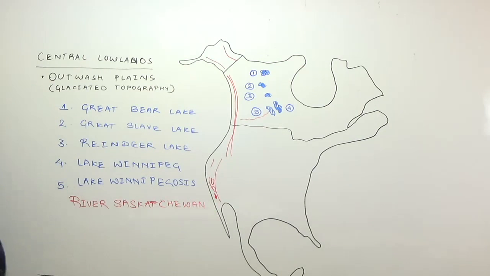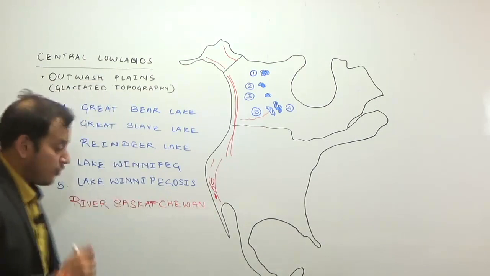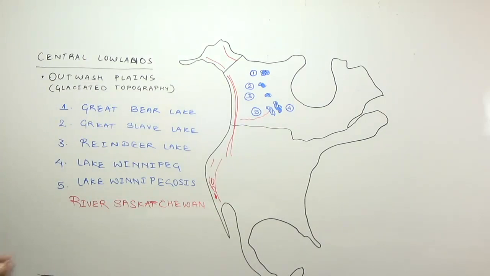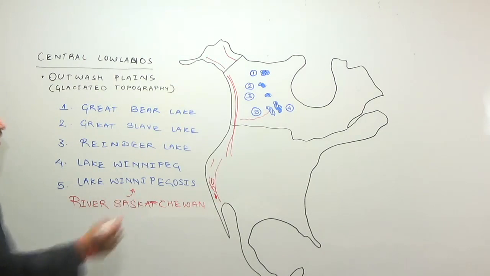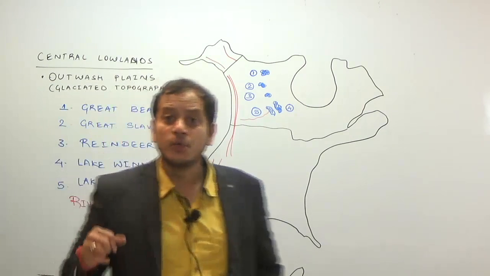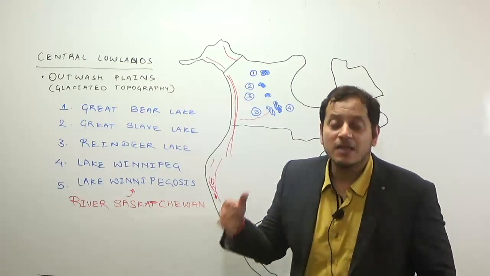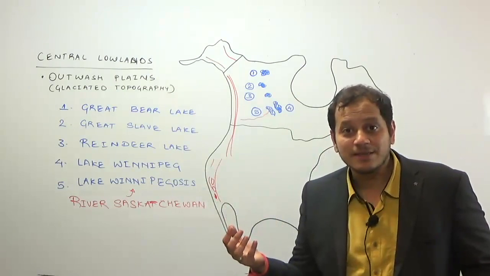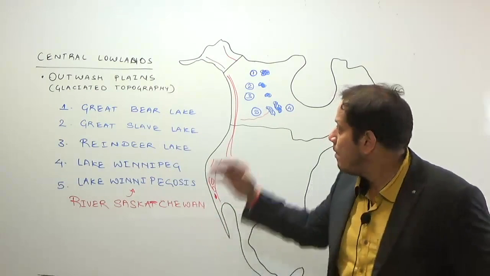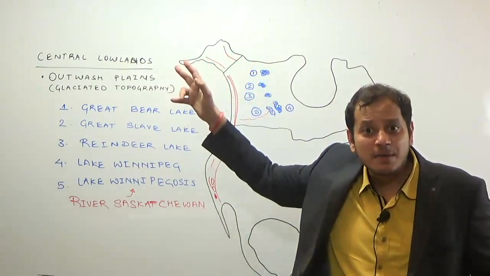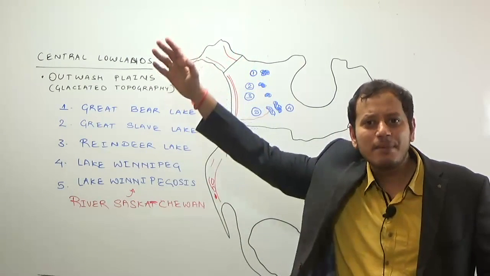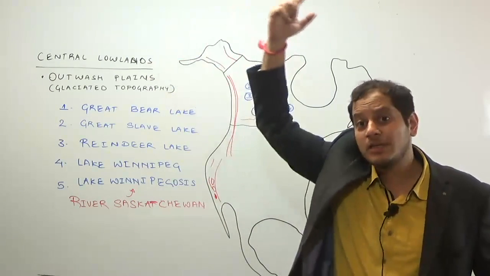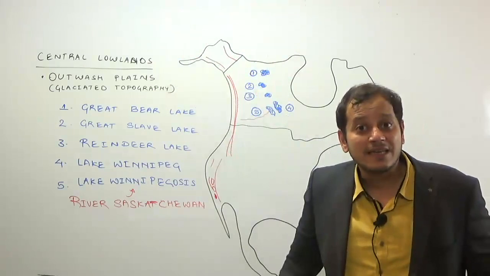River Saskatchewan flows into the Lake Winnipegosis. Now, how to remember? If the UPSC will ask you where the Great Bear Lake is located, how to remember the country? Canada. Now, bears are found in the northern hemisphere, near the North Pole. So, Great Bear Lake is near the North Pole, the northernmost lake of Canada.